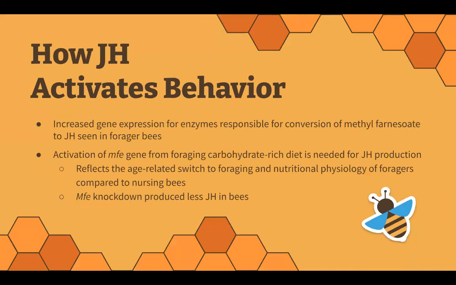So we see that in forager bees, they have increased gene expression for enzymes responsible for the conversion of methyl farnesylate into JH. And so as they develop, there's an activation from JH of these genes, specifically looking at the MFE gene. This is activated by the foraging carbohydrate-rich diet that's different from the nursing bees' protein-rich diet. And that carbohydrate-rich intake helps lead to JH production. So the MFE gene is a great example of this age-related switch to foraging and the differences in nutritional physiology of foragers compared to nursing bees.